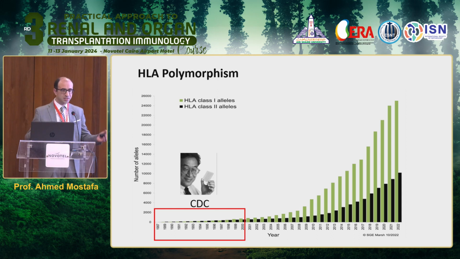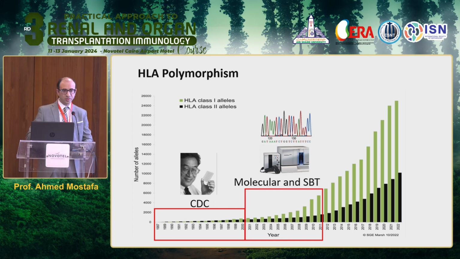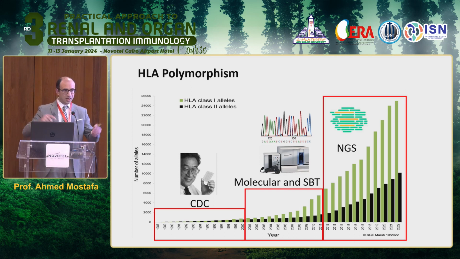In the early stages, it was the CDC that was the gold standard for HLA typing. And then when molecular typing became available, they discovered more alleles. And now that next generation sequencing is available, they discover a massive amount of alleles. And if they go to a different method, they will find more and more alleles. It's always evolving.